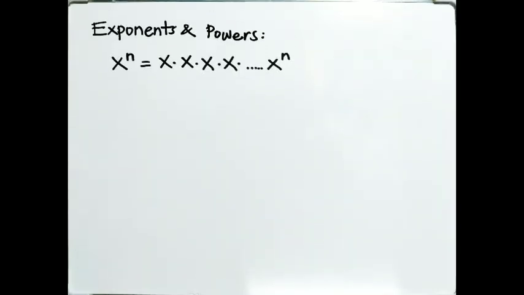Our next topic is about the exponent, power and base. If a certain number x is multiplied by itself n times, which is equivalent to x times x times x times x and so on up to x to the nth power. This is read as x to the nth power.